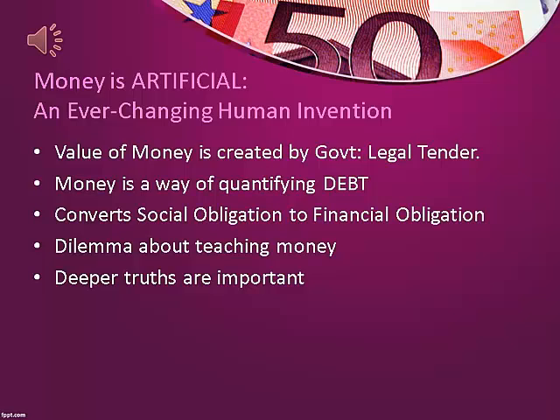Money is a way of quantifying debt. It basically converts a social obligation into a financial obligation. And there is a very important book, David Graeber, Debt: The First 5,000 Years, which explains in depth the meaning of money. And there are many other fat books about money. So there's a dilemma about teaching money, that the reality of money is very hard and difficult, and I won't be able to get to that one. But the deeper truths about money are important. But we will just pass and we will look at a simpler, more easy to understand level.